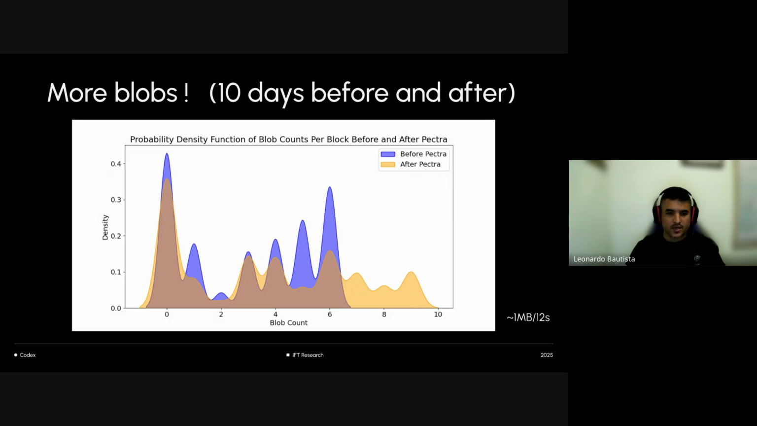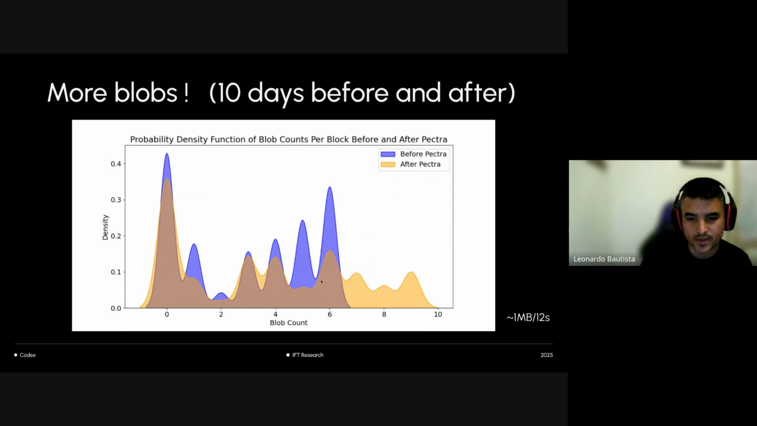And what I have here is a figure that compares the last 10 days before the hard fork in blue and the next 10 days after the hard fork. What we see is the distribution of how many blobs per block you saw in that time. In blue, you see that the maximum number of blobs per block was 6, because as I explained, that was the limit given in the specification. And we have moved that limit to 9, so that's what we see: now, after the Pectra hard fork, we see up to 9 blobs per block.